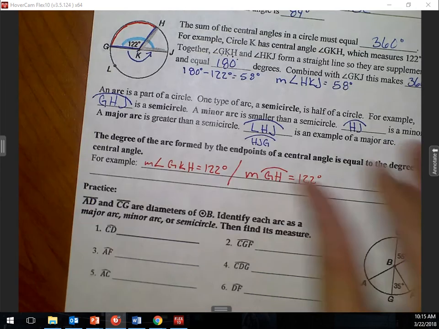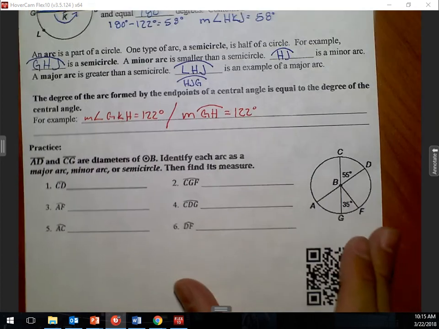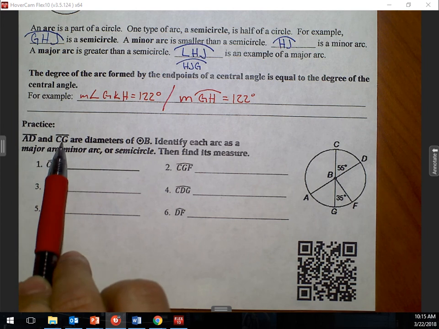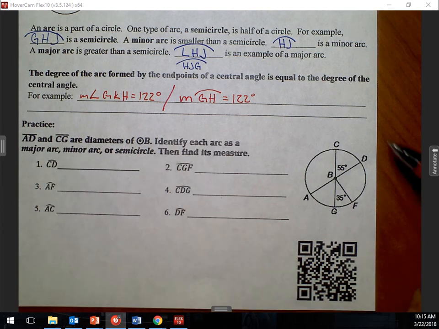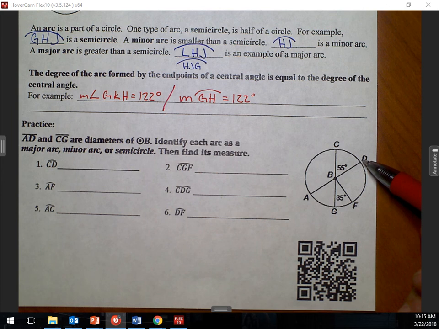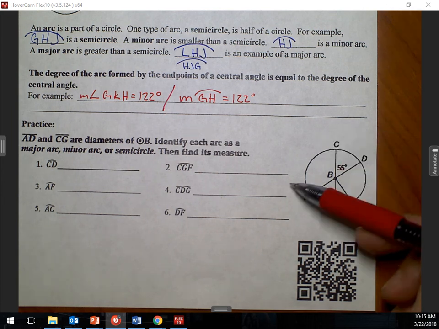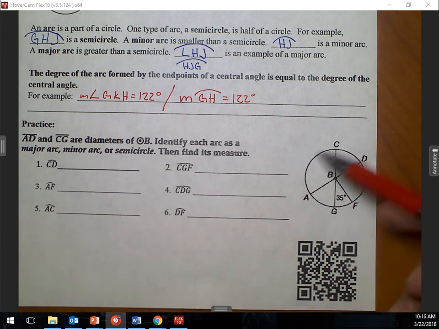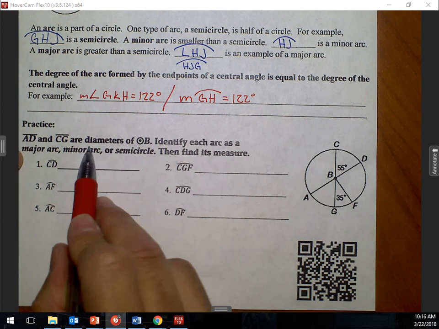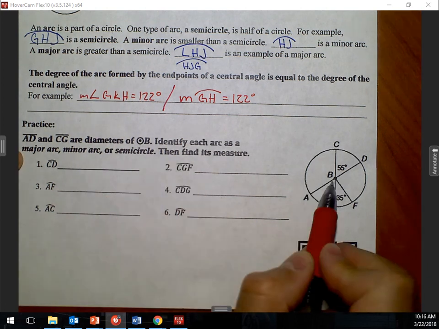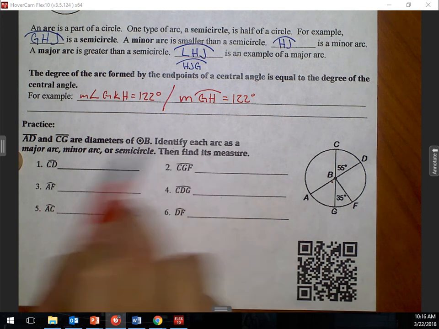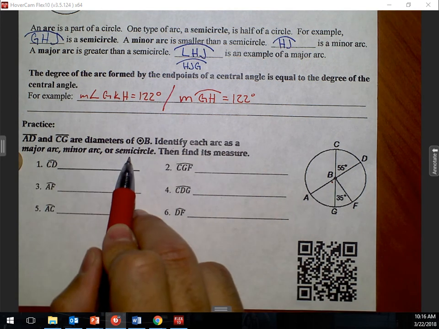All right, so let's take a look at the bottom. We're down here now. It says AD and CG are diameters. Now, a diameter does what? It's half the circle. That means that those are half a circle. So from there to there is 180 degrees for that arc, the arc in between those. Okay, now circle B. B is my central point. So that's circle B. Identify each arc as a major arc, minor arc, or semicircle, then find its measure.